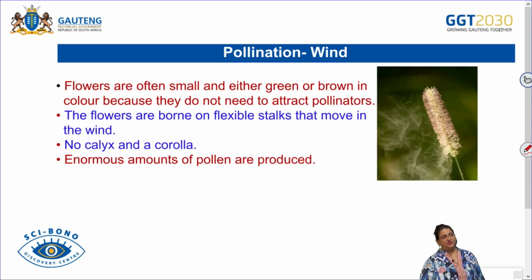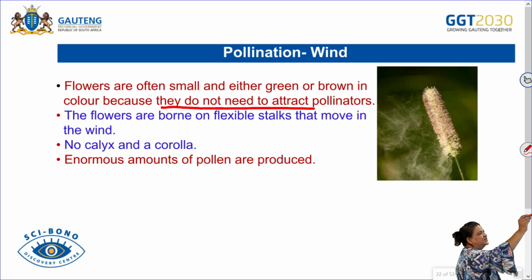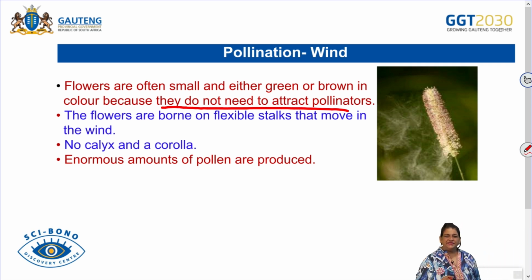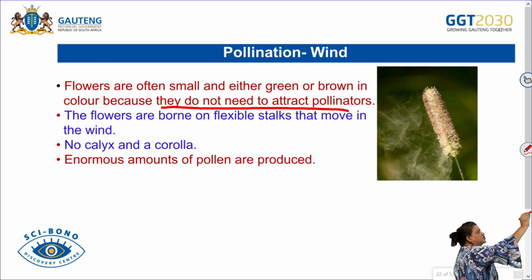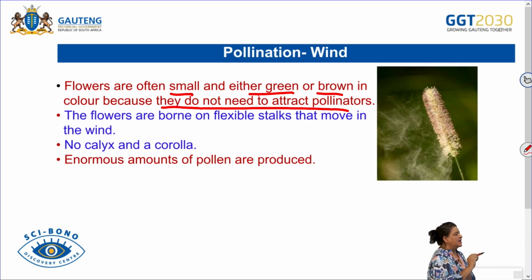Again, just to revise, flowers are often small and either green or brown in color because they do not need to attract pollinators. A dull flower like your wheat. Wheat is brownish, né? Brownish, and therefore it's not brightly colored because they need wind to pollinate. So flowers are small and either green or brown because they do not need to attract insects.